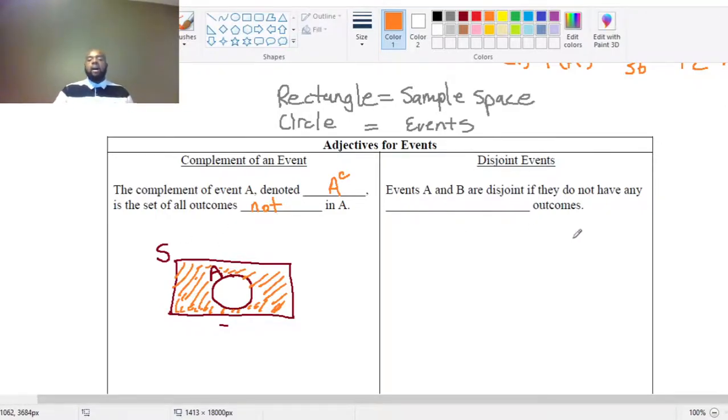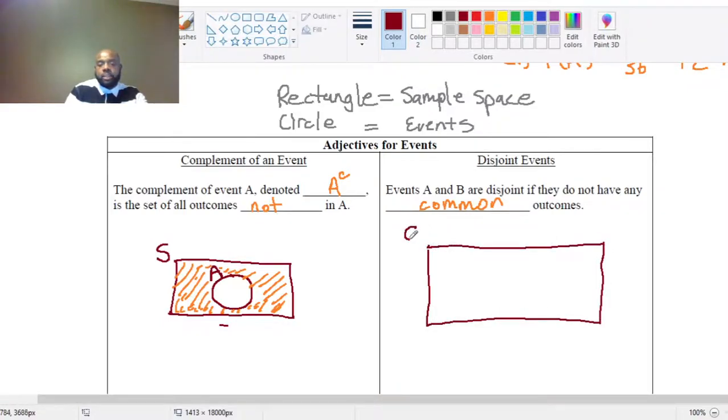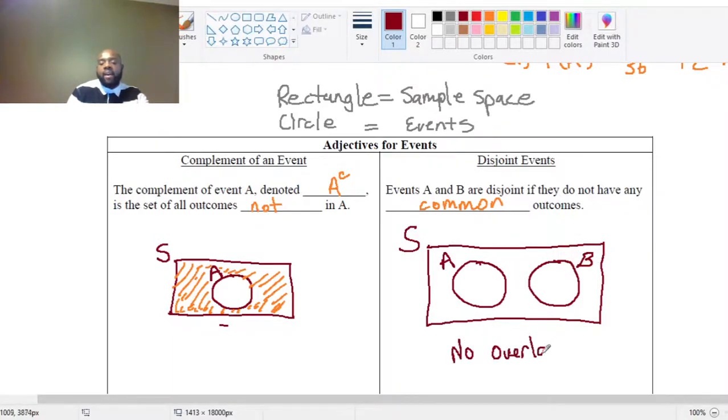Disjoint events: events A and B are disjoint if they do not have any common outcomes, right? And so what I'm going to have here in this scenario is that we're going to have our sample space, which is S, and A and B are two events, but they're disjoint. That means they don't overlap. That means if I have a circle representing event A, I have a circle representing event B, there is no overlap because they don't have any common outcomes, all right?